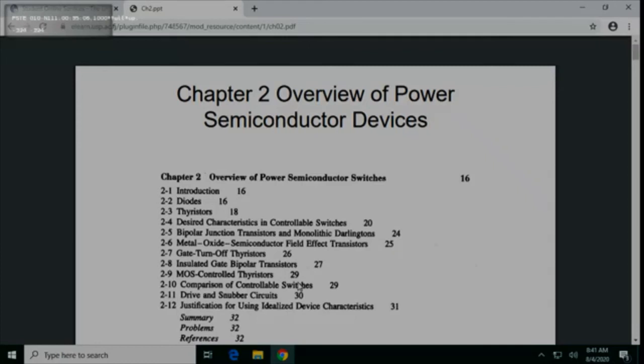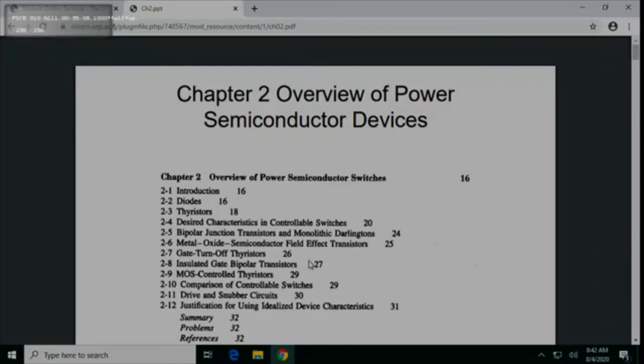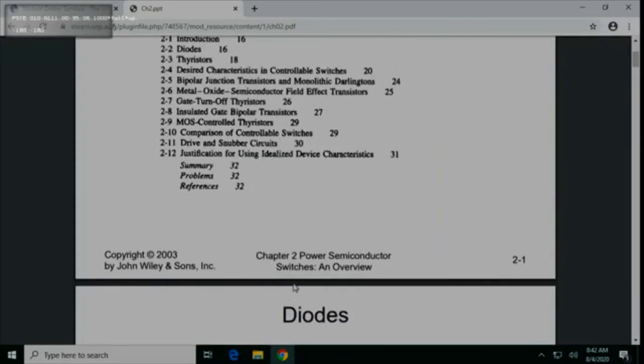This again you should go and see in the lab, the IGBT. Or you will see it during one of the labs. Then MOS controlled thyristors, comparison of controlled switches, drive and snubber circuits, justification of using idealized device characteristics, summary, problems and reference.